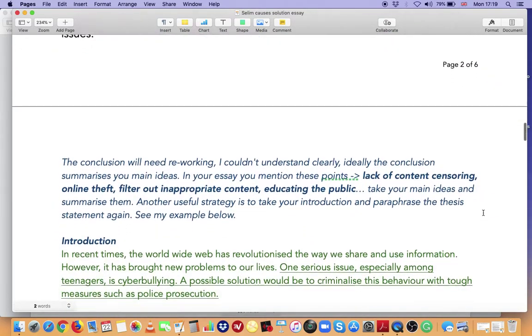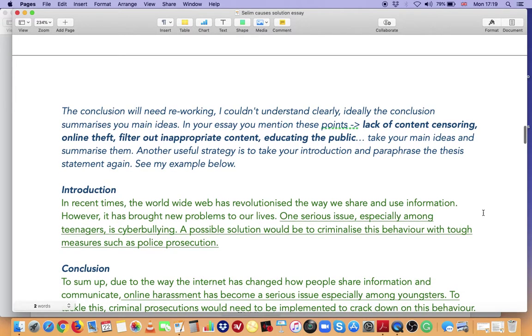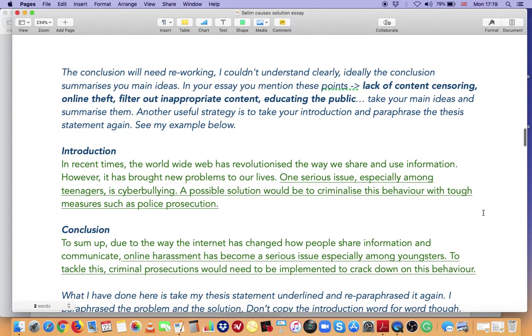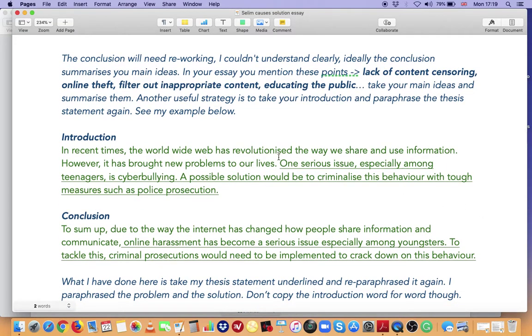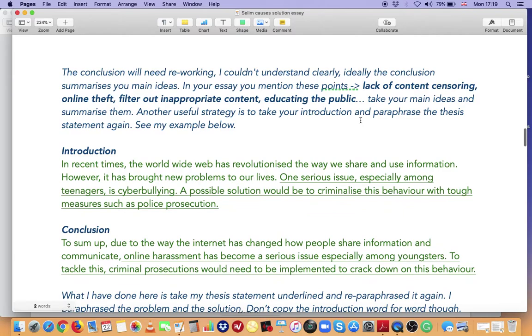So the conclusion needed to be reworked. What you needed to really do is just summarize his main points. And I think he had quite a lot of points that he was covering, like the lack of content censoring and online theft and filtering out inappropriate content, educating the public. There's kind of too much going on in the essay.